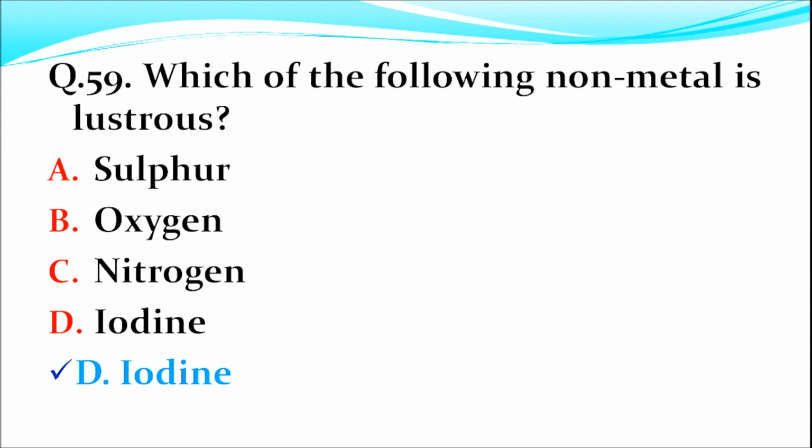Which of the following non-metal is lustrous? Option A sulfur, option B oxygen, option C nitrogen, option D iodine. Correct answer is option D. Iodine is a non-metal which is lustrous.